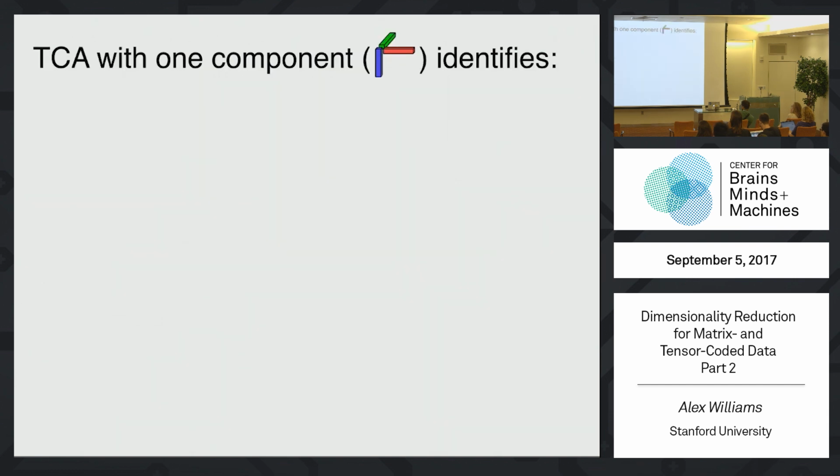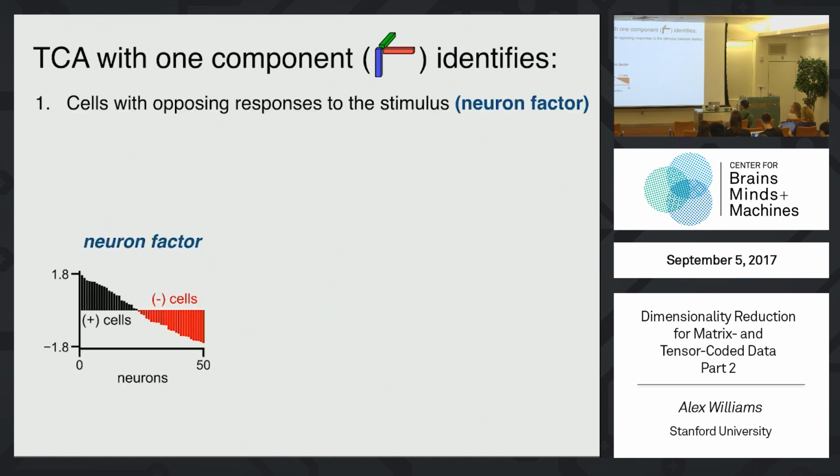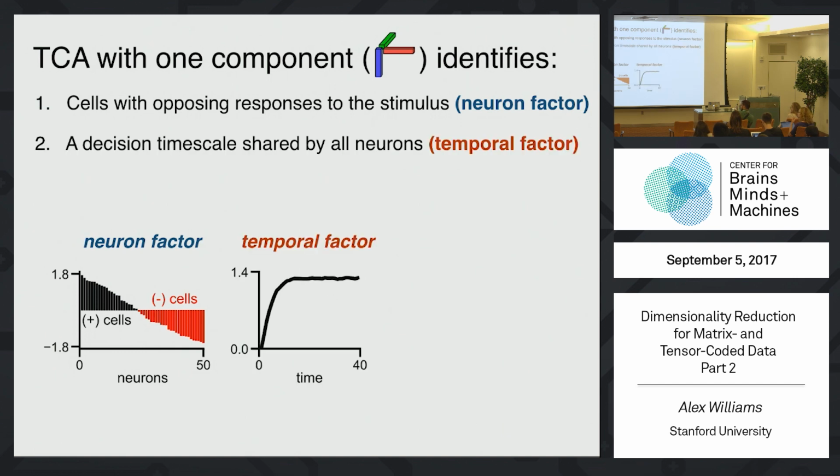Okay, so we have a single component model. Our model has basically picked out an extremely simple picture of the data. And what does it tell us? First, we're going to look at the neuron factor picked out by TCA, and we're going to sort the cells from largest to smallest on this factor. Basically this recovers cells that respond positively to a positive input and cells that respond negatively to a positive input, and vice versa if the input is switched. So this picks out a spectrum of cell types.